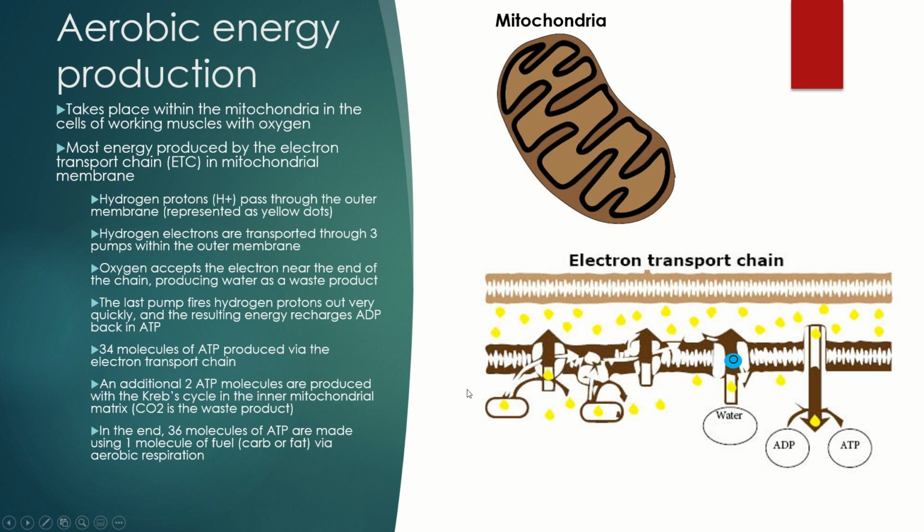So as you can see, there's a lot going on here, right? We've got these three pumps moving protons in, the electrons transport through it, the oxygen accepts it, makes water, and then the last pump fires through. This is why, as you can see, so much is going on inside the membranes of this mitochondria that this takes a minute. But that's a lot. I mean, 34 molecules of ATP is a lot, okay?